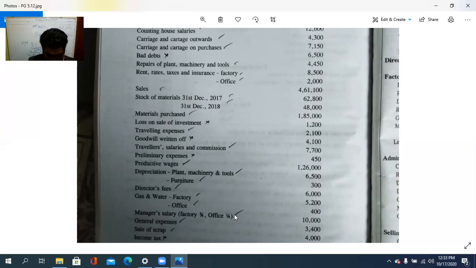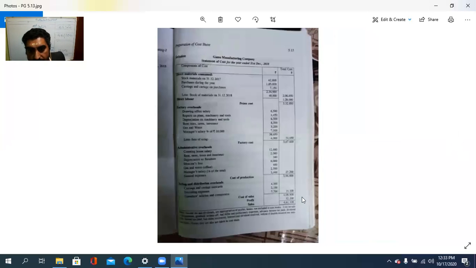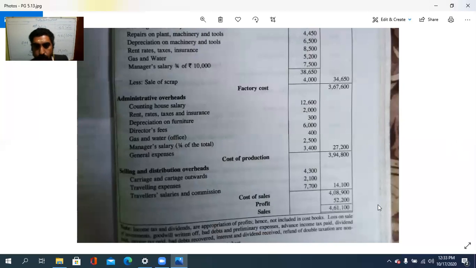Clear? This is the detailed cost sheet. See, 52,200, which one is that? Profit. So that is the case with regard to the preparation of the detailed cost sheet. What is the difference? In the simple cost sheet, factory overhead, the total amount is given. From the items, we need to segregate the factory overhead items and add them up, and then we add it with the prime cost. That is the only difference.